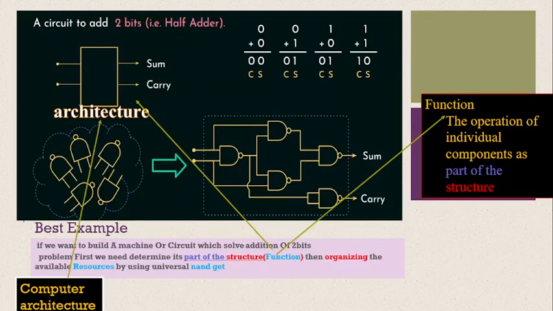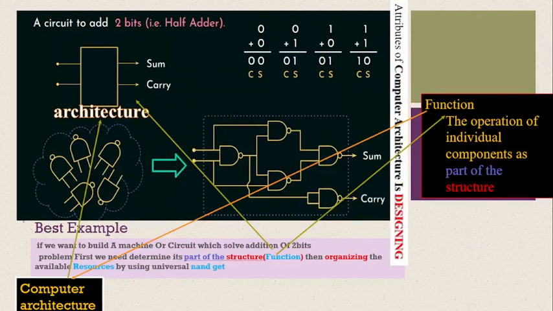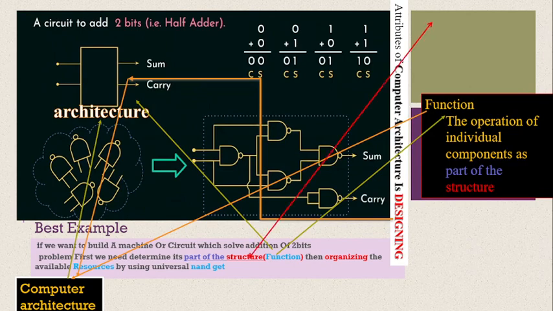Example of computer architecture. Okay, when we say function, computer architecture also deals with function. So the attribute of computer architecture is what? Designing. So we put the design here. We are going to build a circuit. We already have what? A design. So this is design. Okay, and this is the best example of what? Computer architecture.